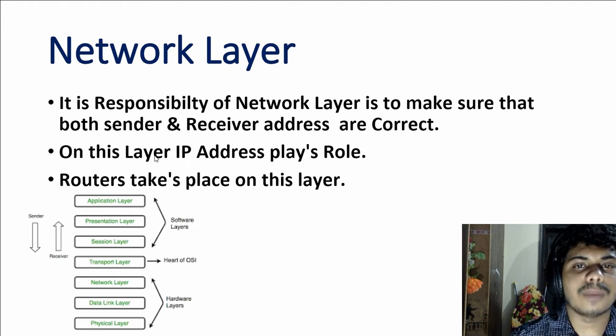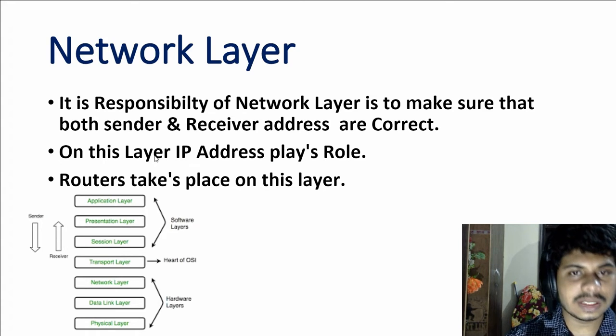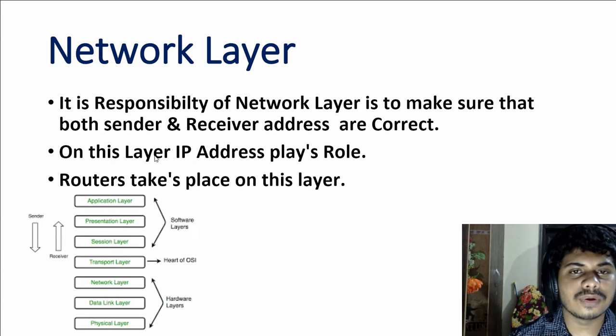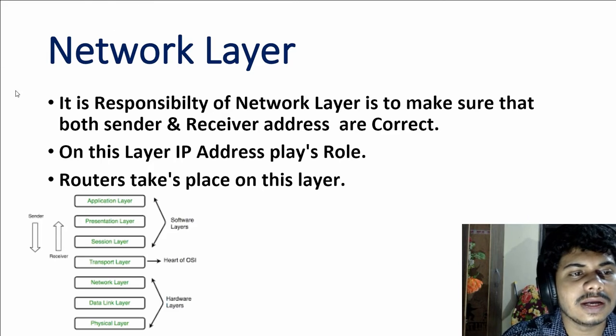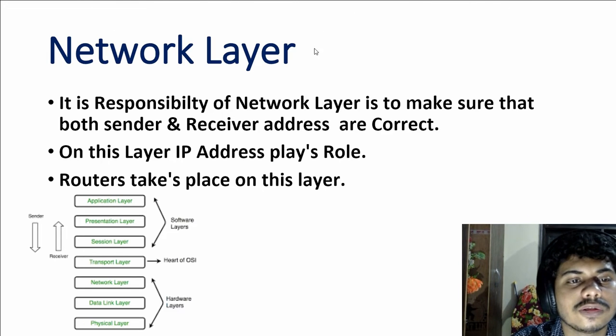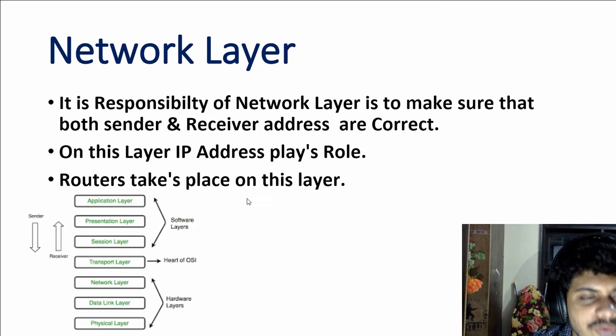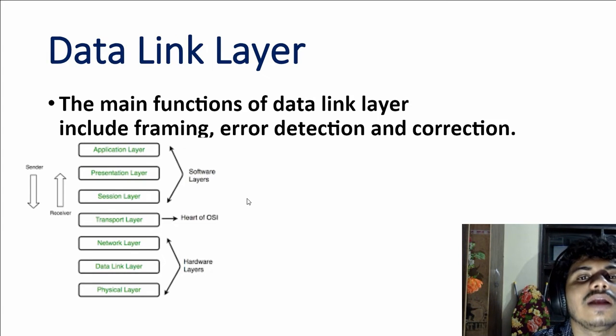It means that my IP address is correct and the IP address to which I am sending is correct or not. That is the responsibility of the network layer, and all the router work and all the stuff that is going on is on this layer, because it is the network layer. So you can also relate that the router takes place on this layer. Now let's move on to the next layer, which is our data link layer.